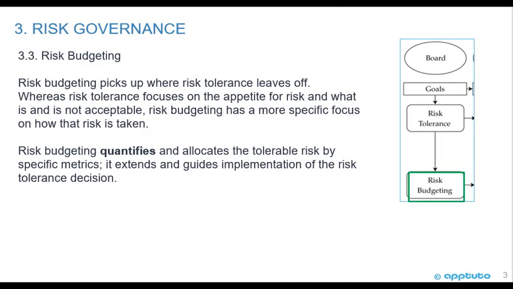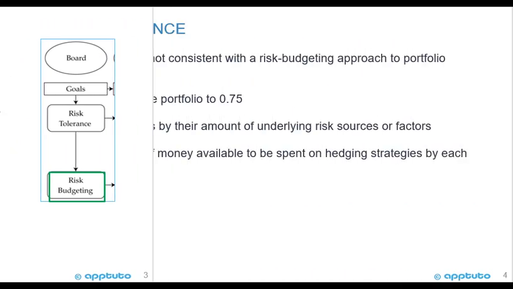Risk budgeting. Risk budgeting picks up where risk tolerance leaves off. Whereas risk tolerance focuses on the appetite for risk and what is and is not acceptable, risk budgeting has a more specific focus on how that risk is taken. Risk budgeting quantifies and allocates the tolerable risk by specific metrics. It extends and guides implementation of the risk tolerance decision.